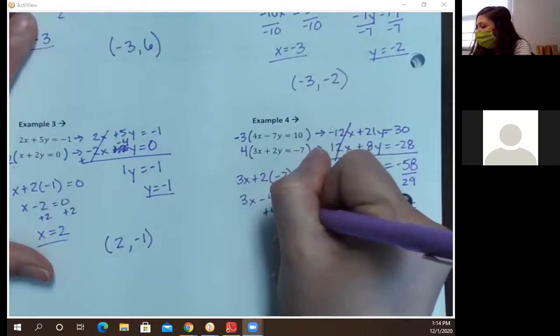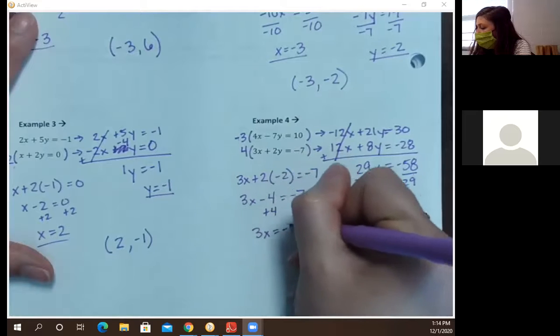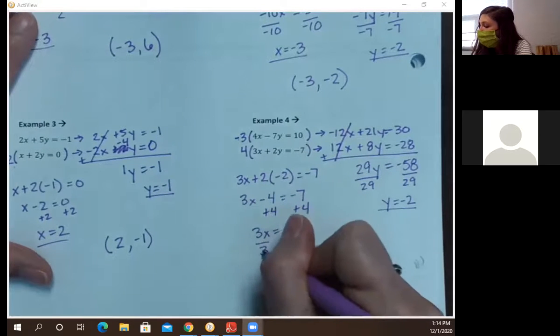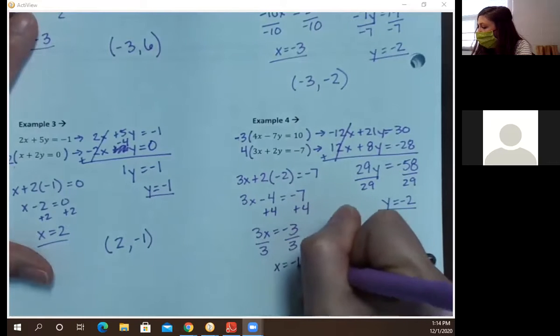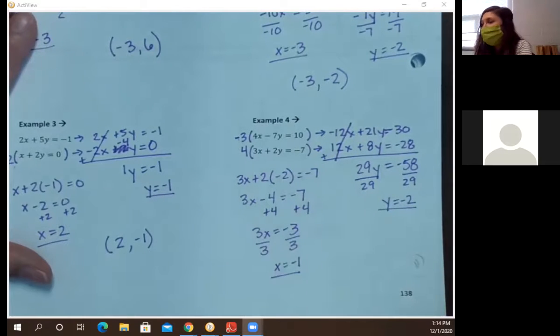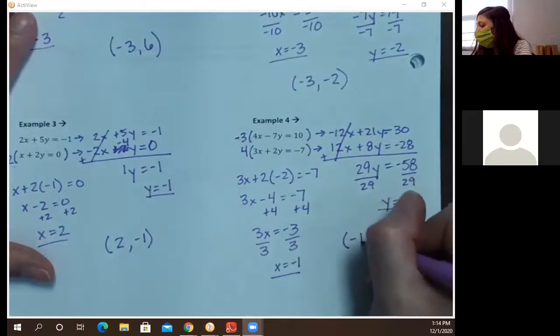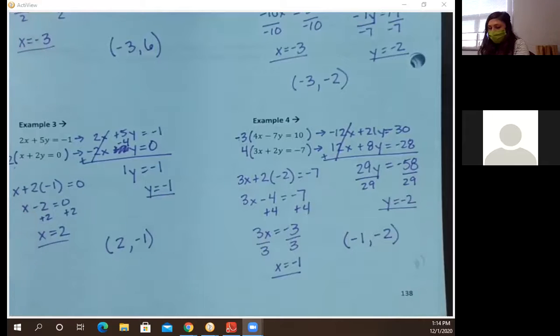I'm going to add 4 to both sides. And I get 3x equals negative 3. Now divide both sides by 3 to get x by itself. And I get x equals negative 1. So my solution as an ordered pair would be negative 1, comma, negative 2. Questions for me on example 4?